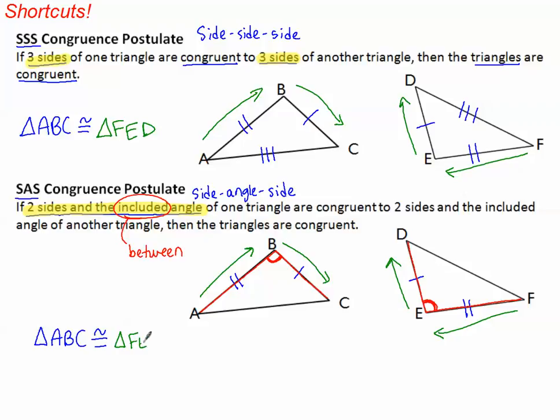The point that we want to see here is that we have a limited amount of information. This time it's two sides congruent to two sides. The included, or in between, angle congruent to the included angle.